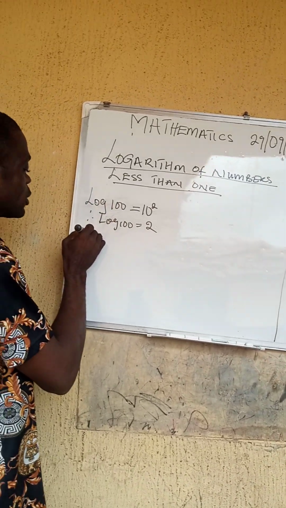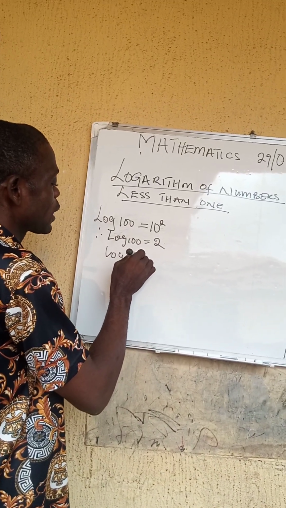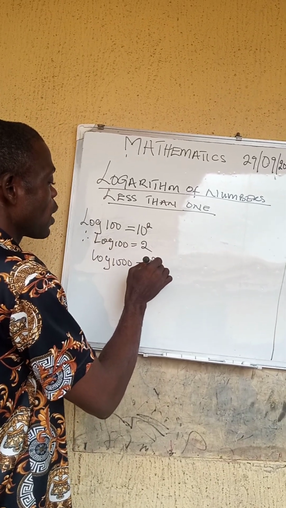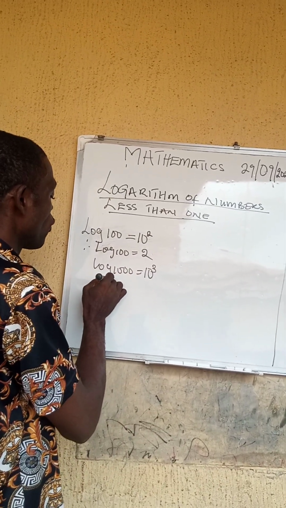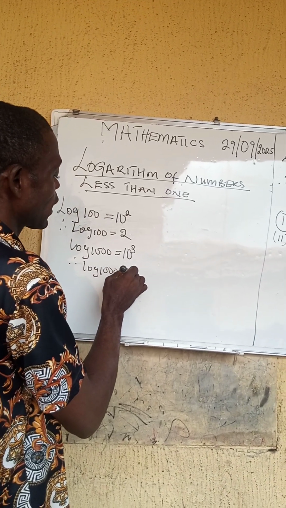If I use the same thing for log 1000, I have to do the same thing by saying 10 raised to power 3. Therefore, log 1000 is equal to 3.